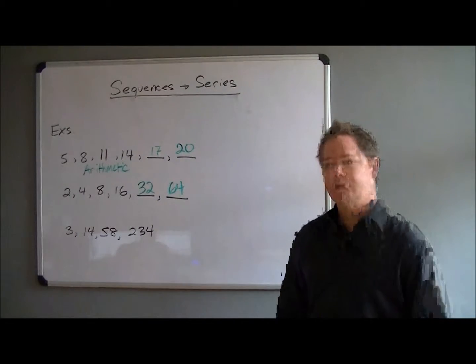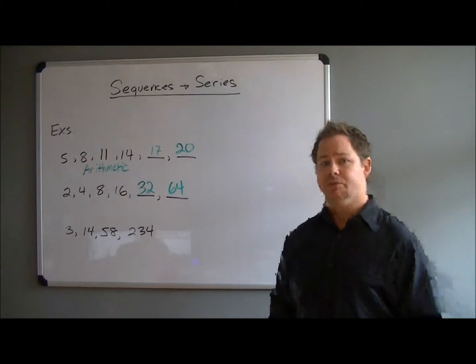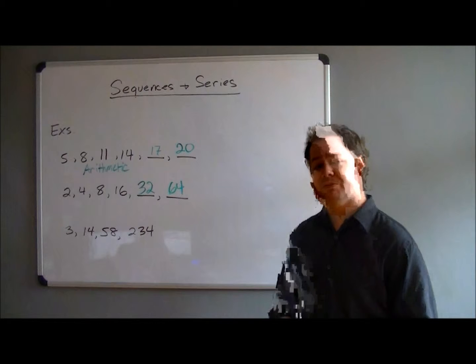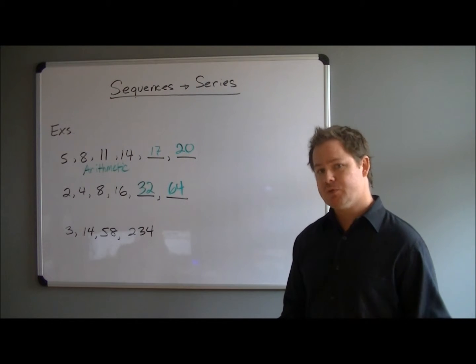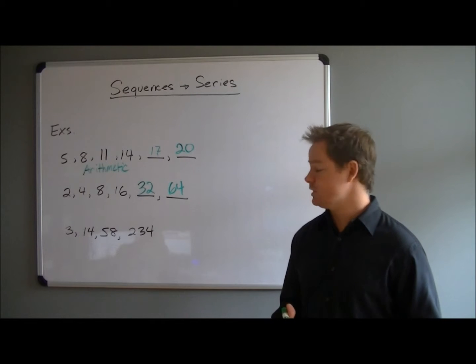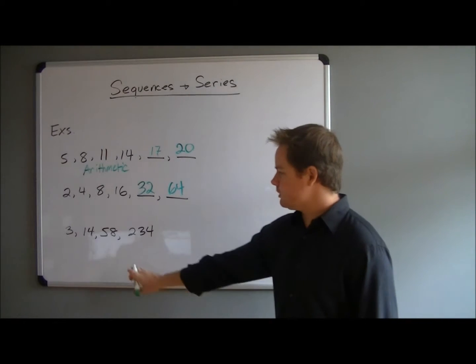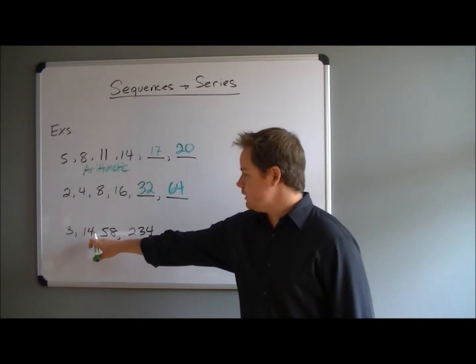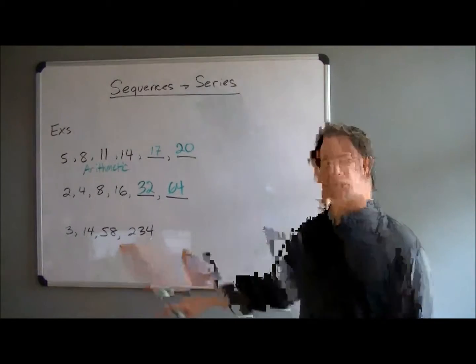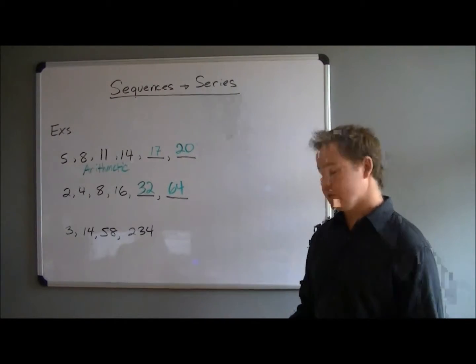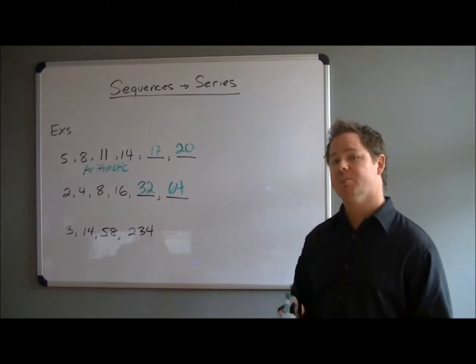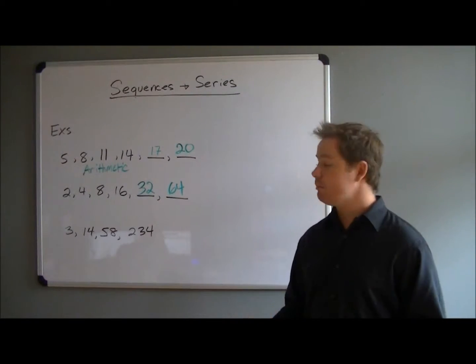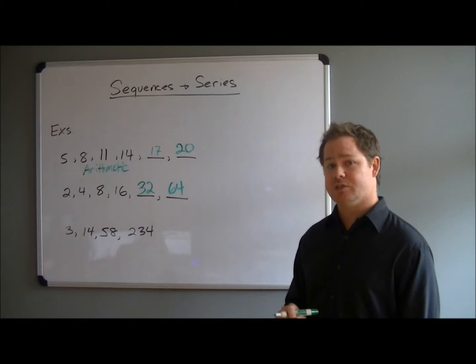Now some sequences, what we'll see in this final example that we have here at the bottom of the board, some sequences are going to be a little bit more complex. And in future lessons, we'll get to some of the more complex examples and how to address those. But something like this, if you look from 3 to 14 to 58 to 234, there's not a standard amount that we're adding each time, and there's not a standard amount that we're multiplying by each time. This is a more complex example, but still a sequence nonetheless.